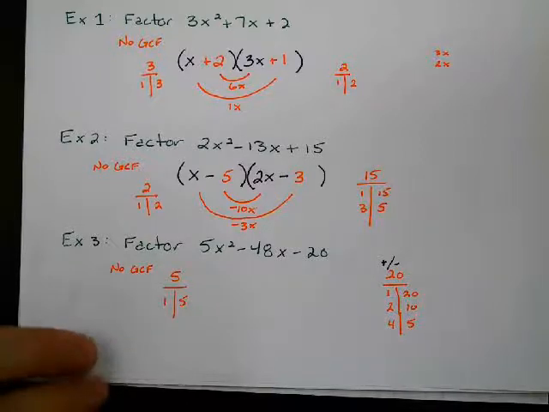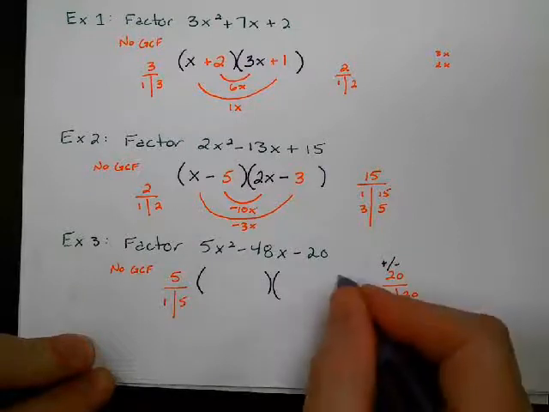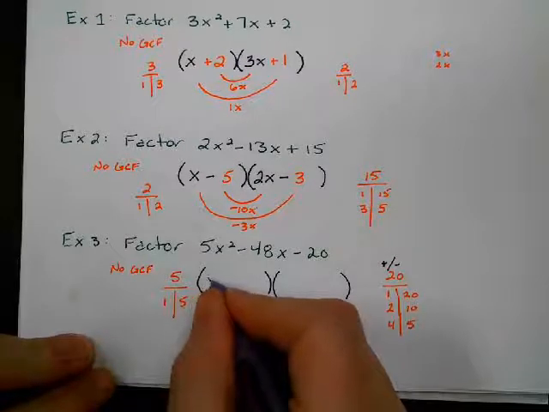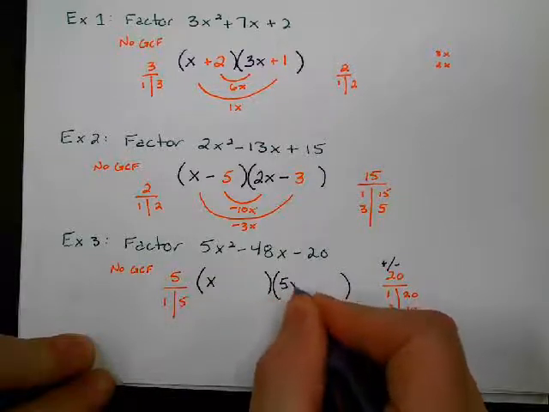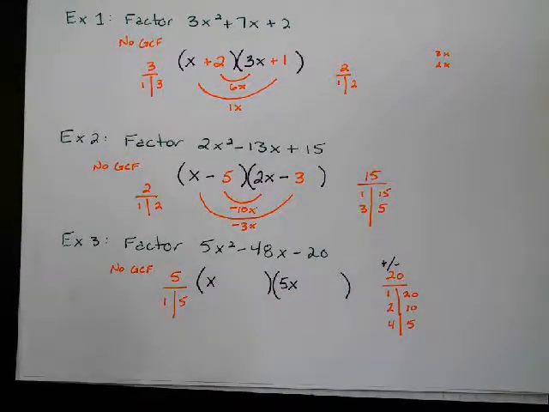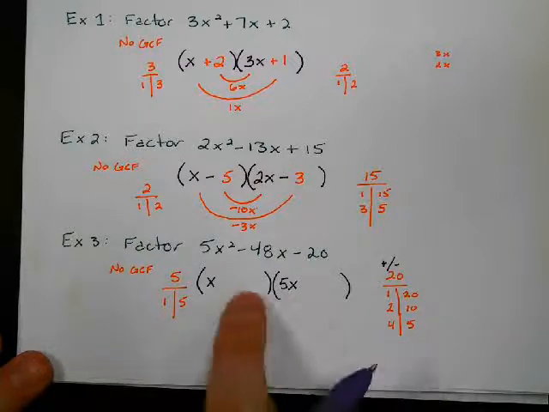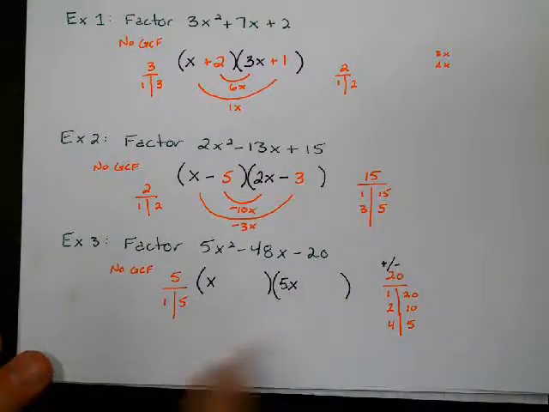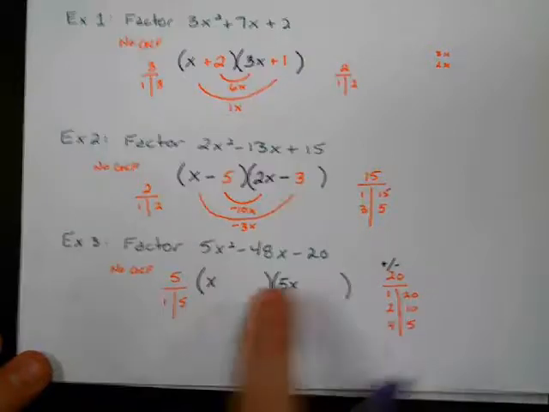So we're going to split this up into our two parentheses. So this one I'm going to make x because I got 1x and 5x, and this one will be 5x. All right, now I know that one of them's positive and one of them's negative. Here's where the GCF comes into play. There's a lot of combinations. In fact, there's 6 different combinations I could do. I could do 1 and 20, or I could do 20 and 1. I could do 2 and 10, or 10 and 2. I could do 4 and 5, or 5 and 4.